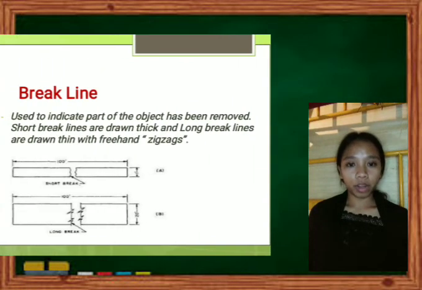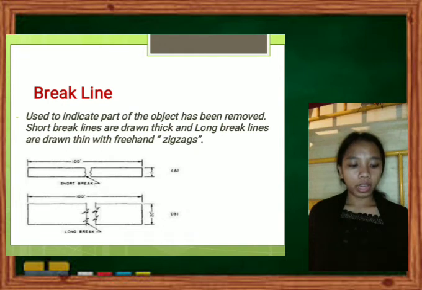Okay, next is the break line. This line is used to indicate part of the object has been removed. Short break lines are drawn thick and long break lines are drawn thin with zigzags. As you can see on the illustration, we draw the short break lines and the long break lines in order for us to indicate that part of the object has been removed, or to show that a part has been shortened to reduce its size on the drawing.